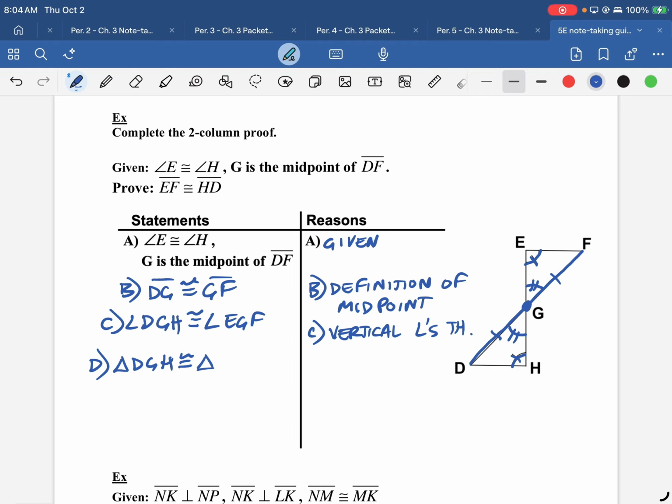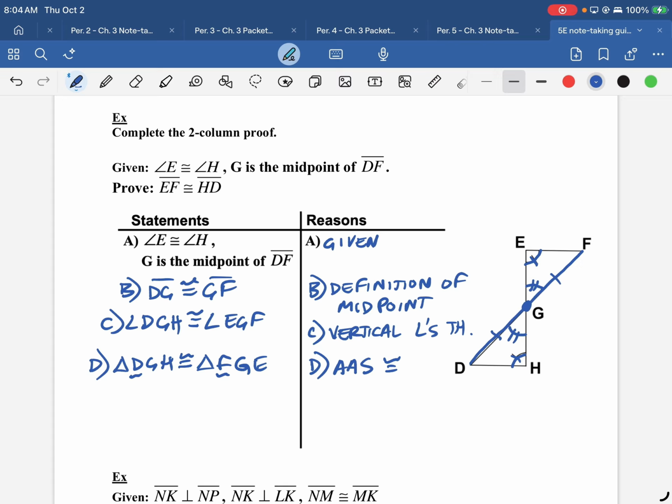I can use the letters in whatever order I want in the first triangle, but then I've got to make sure I get the angle that matches up with D, which is the non-marked one in the top triangle, which would be F, right? And then G matches up with itself, and H is going to match up with E. Okay, so those triangles are congruent by AAS. Angle, angle, side, triangle congruency theorem, or just AAS for short.